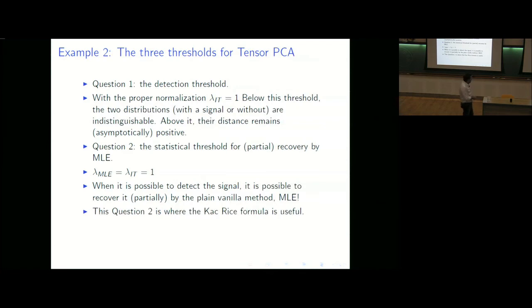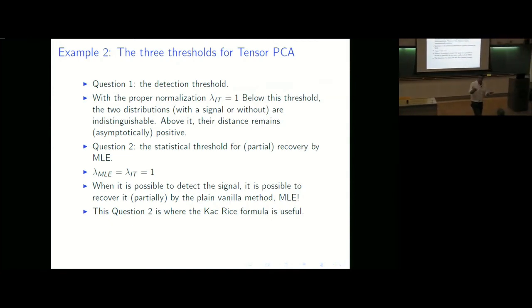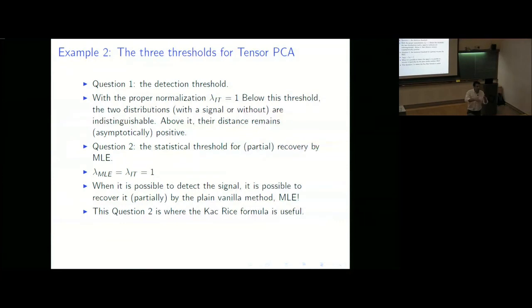Okay, question 2 now. This question is in fact the place where the Kac-Rice formula is useful. This is the place to understand this MLE question. This is where you need to understand that MLE gives me a loss function, an empirical loss function. We now have this random loss function on the sphere, and we want to understand its geometry. We want to say that the minimum of this is correlated with the true minimum. Okay? So for that, there are results about the complexity of this problem.